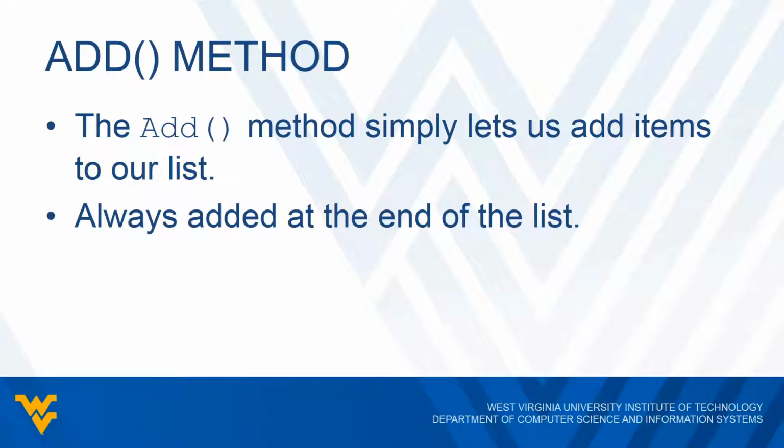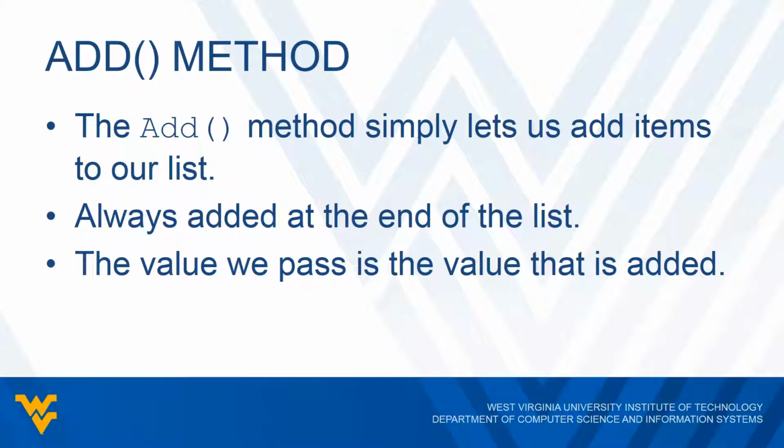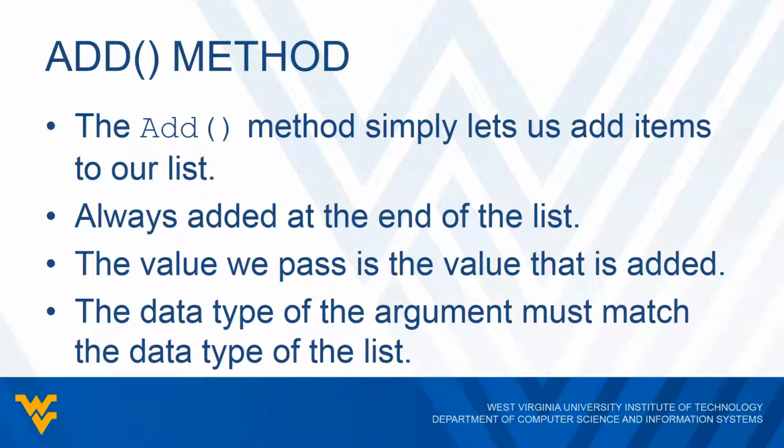Now the way this works is we would put a value in the parentheses of the method, and the value that we pass would be the actual value that gets added to our list. What this means is the data type of the argument must match the data type of the list. So for example, if I have a list of integers, if I call the add method, I better pass an integer. I can't pass a double, I can't pass a string, it would have to be an integer. So we just need to make sure that the argument type matches the list type.